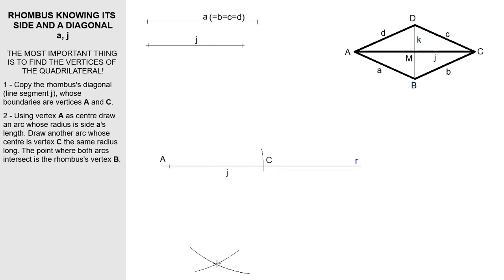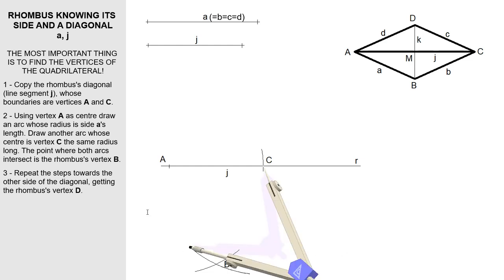The point where both arcs intersect is the same distance to vertices A and C, being this distance the side's length, so this point is vertex B. We repeat the steps on the other side to find vertex D.